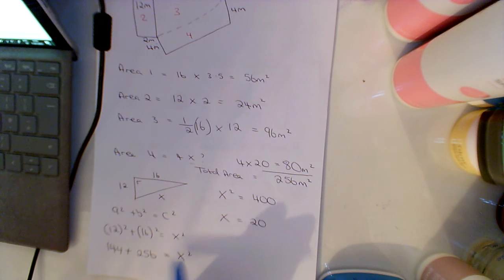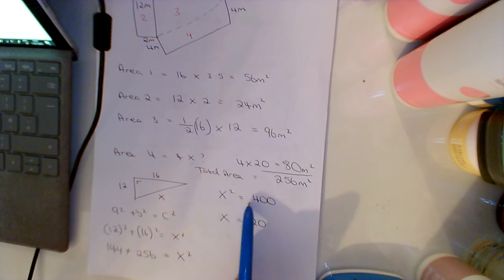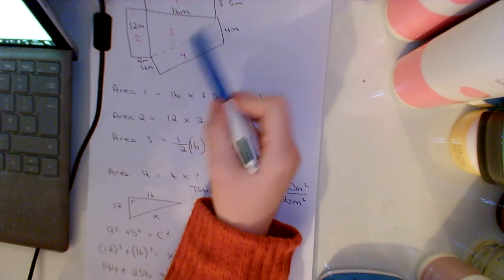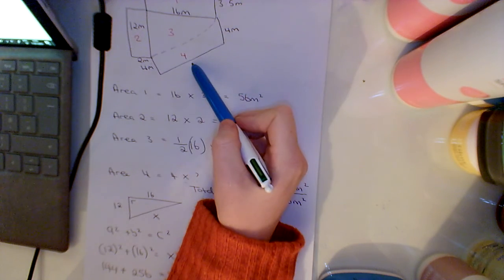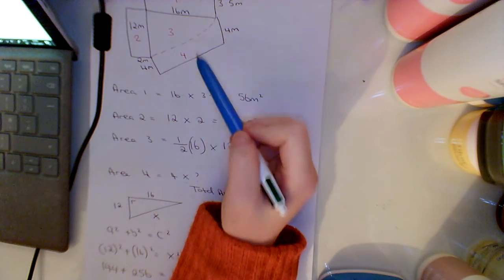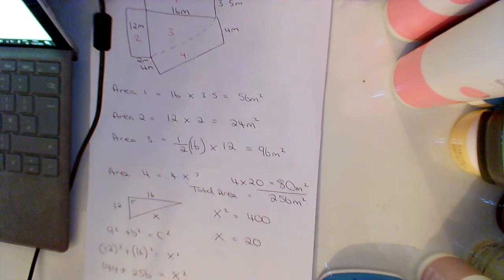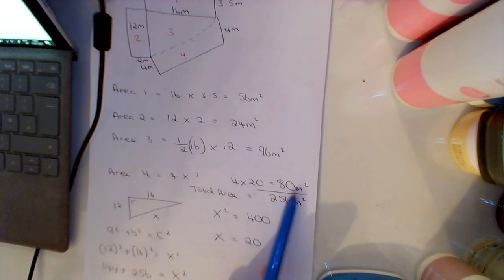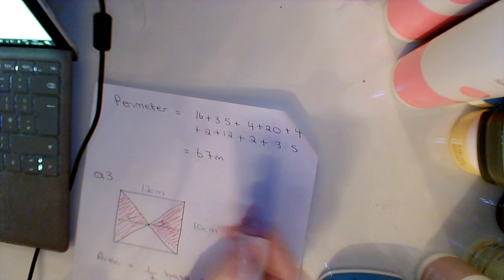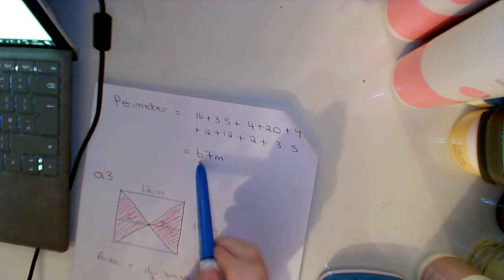16 squared is 256 is equal to x squared. X squared is equal to 400. X then is equal to 20. I get the square root of 400. So I'm after finding out that here is actually 20. So that means over here must be 20. And the area of the rectangle is 20 by 4. So that rectangle is 80 meters squared. I then added up all my areas to get 256 meters squared. My perimeter is then found by adding all the sides together, and I get 67 meters.